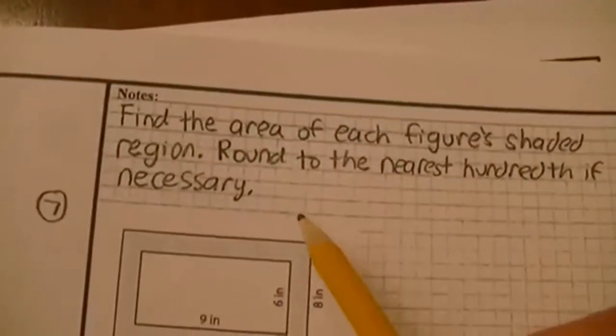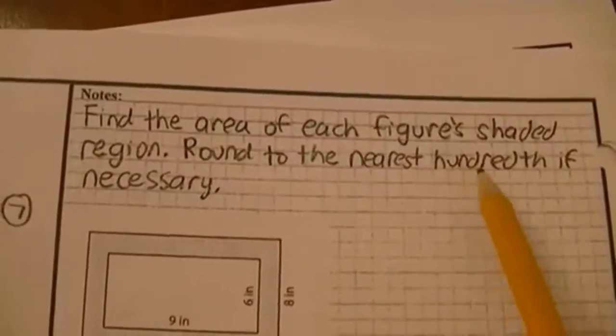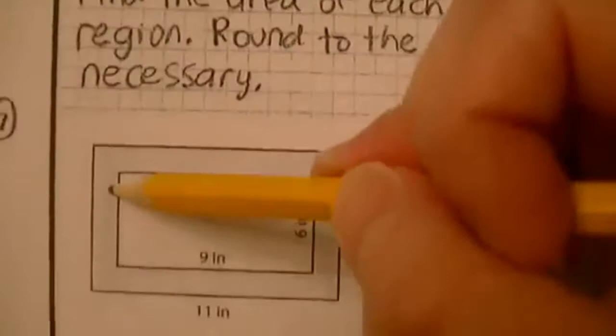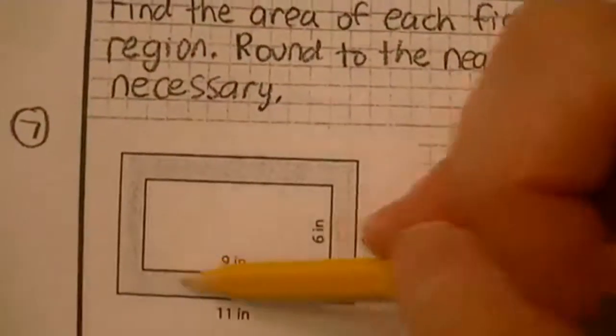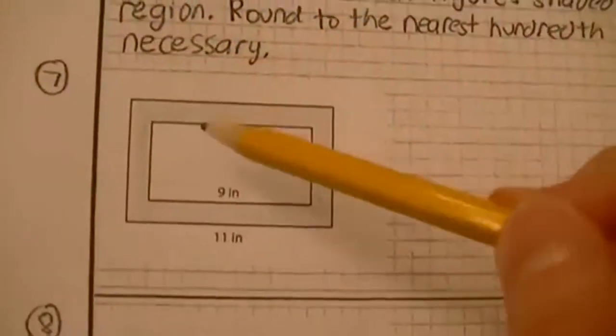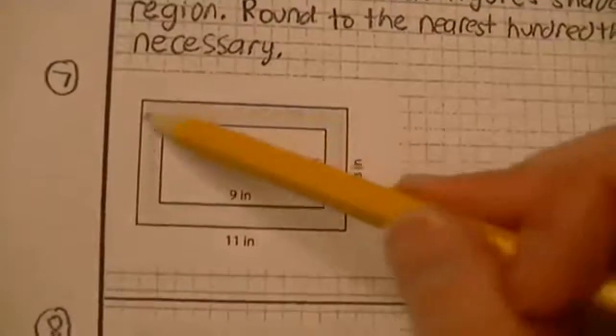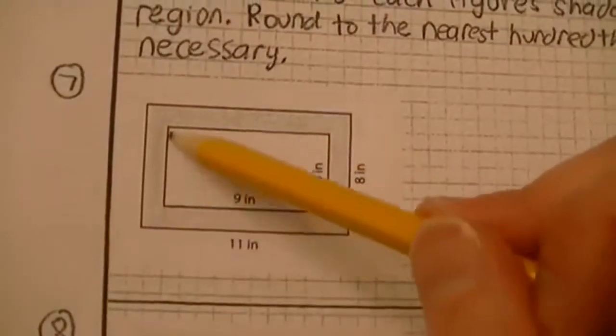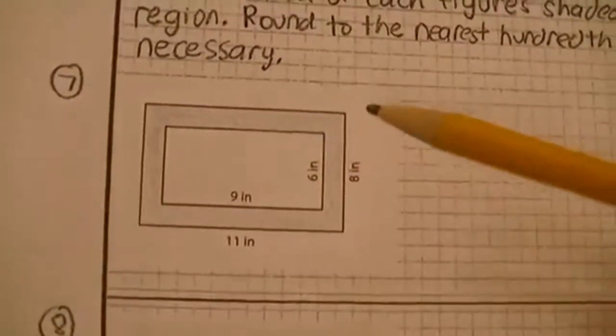And let's look at number 7. These ones are a tiny bit different because it says you have to find the area of each figure's shaded region. And of course, round your answers to the nearest hundredth if necessary. So the shaded region is that darker spot right here. Hopefully it photocopied correctly. With these, the approach I would take is to take the area of the larger rectangle and subtract the area of the smaller rectangle, okay? And that's what we'll do.